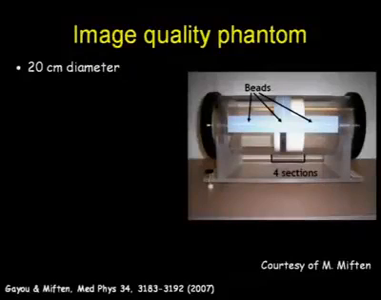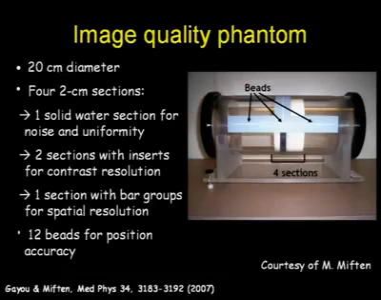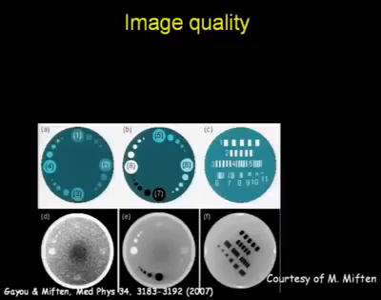For MVCT, phantoms have been designed to account for the high energy beam that is used for imaging. This is a phantom that has been designed by Mohamed Mifton and his group. It's a 20 centimeter diameter cylinder with inserts that have one solid water section for noise and uniformity assessment, and 2 sections with inserts for contrast resolution and bar patterns as well. There are also beads for positional accuracy. And these are images of their test patterns.